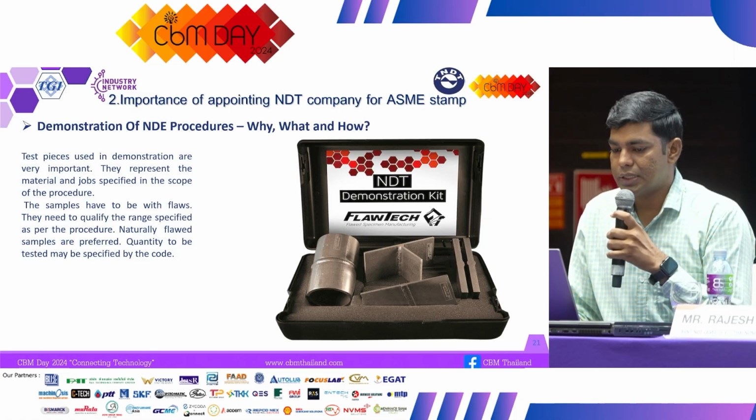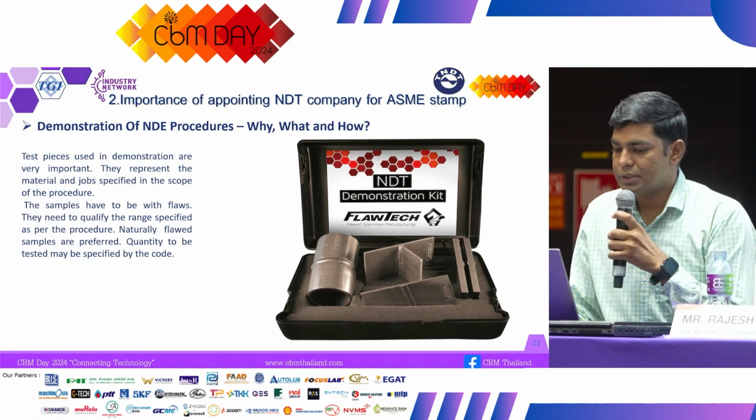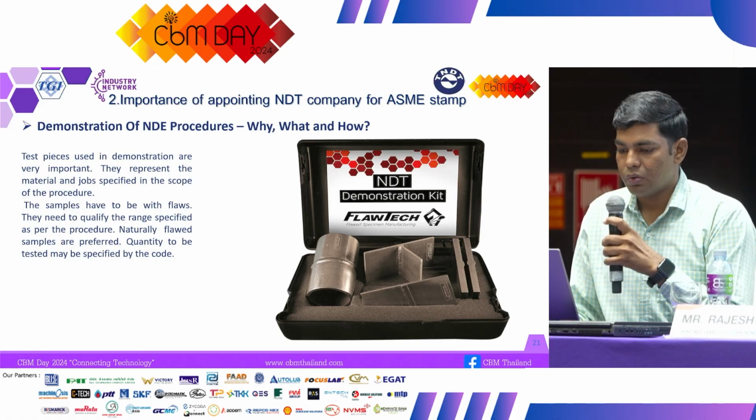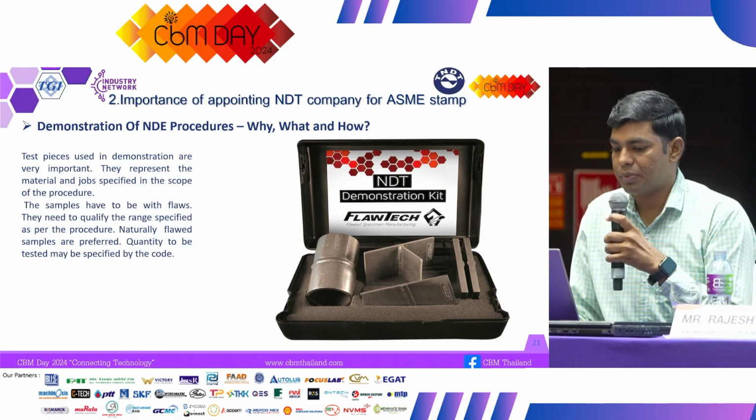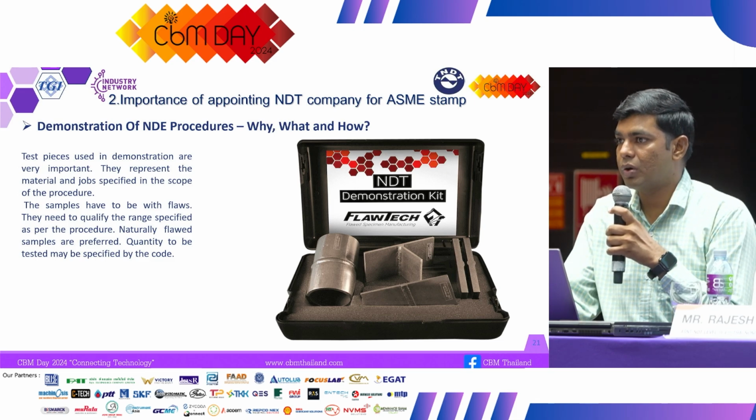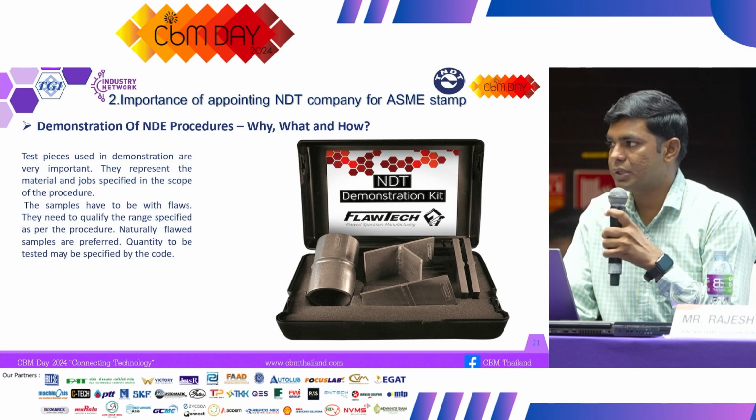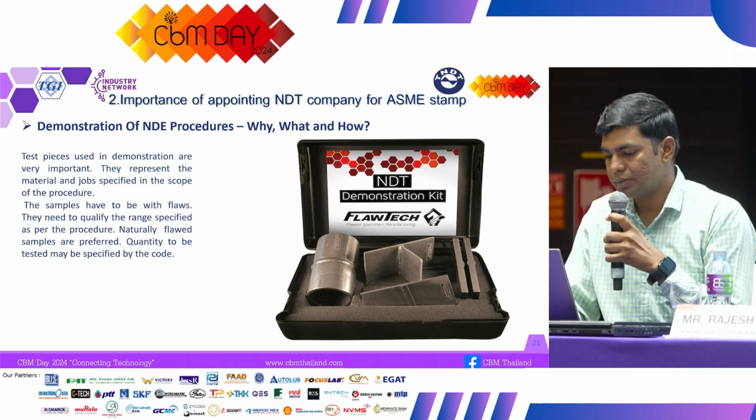They represent the material and job, specifying the scope of the procedure. Samples with flaws need to qualify the range specified in the procedure. Naturally, flaw samples are prepared. The quantity to be tested may be specified by the code. So as per code, how many specimens are required for the demonstration, they check with the AI.